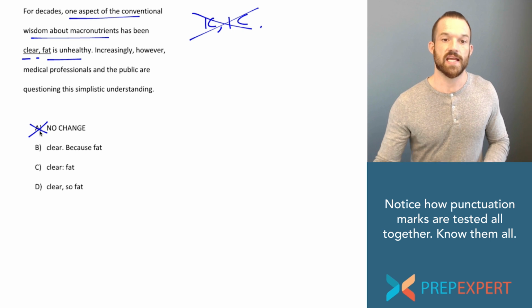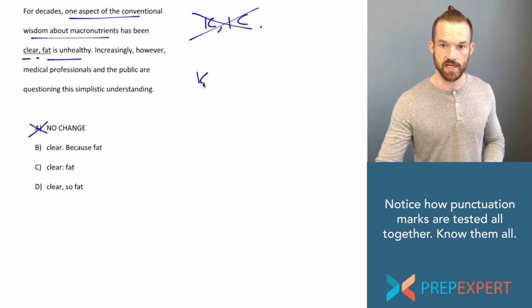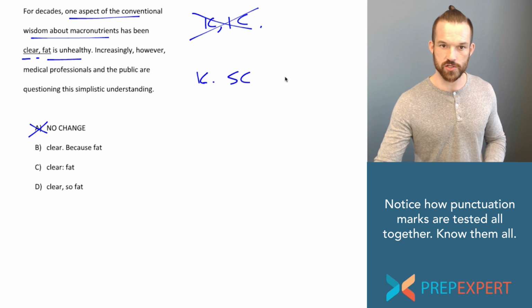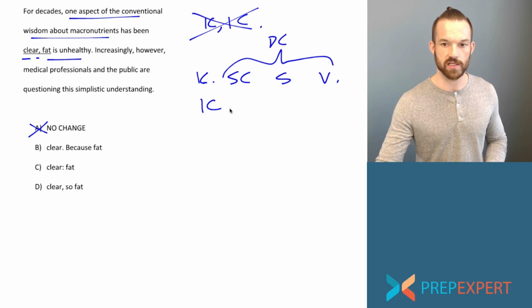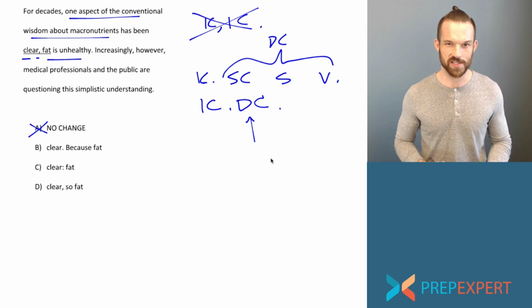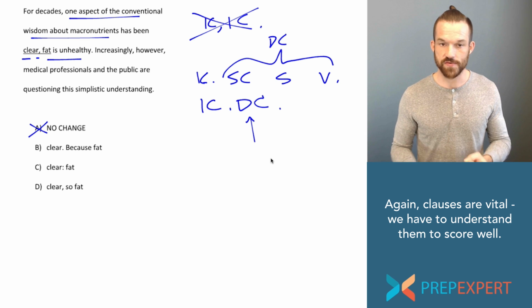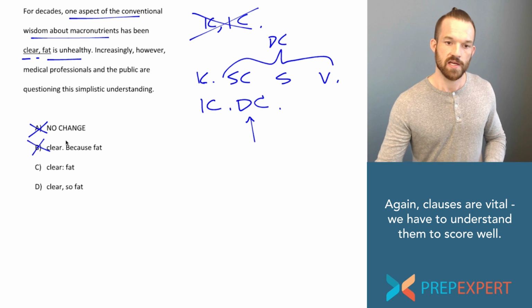What about B? If I replace the comma with a period, then I have independent clause, period, but then I'm following that independent clause with a subordinating conjunction, subject, verb, which taken together form a dependent clause. So I would have independent clause, period, dependent clause, period. But a dependent clause can't stand on its own as a sentence. In simpler terms, "because fat is unhealthy" can't stand on its own as a sentence, so I can't use B.